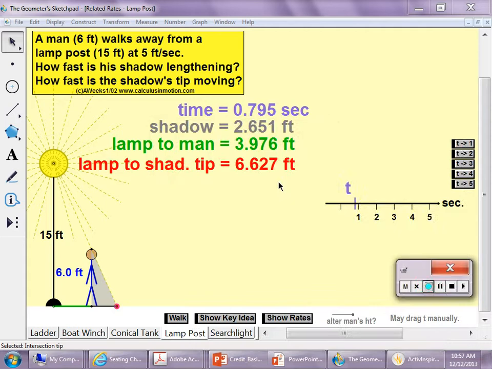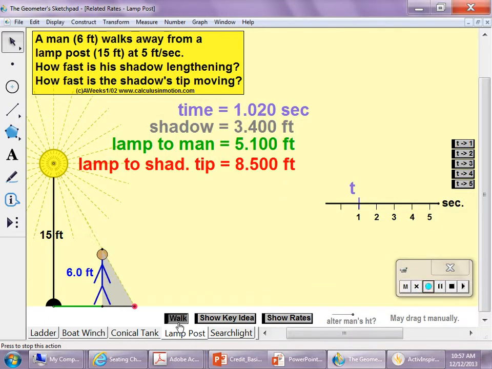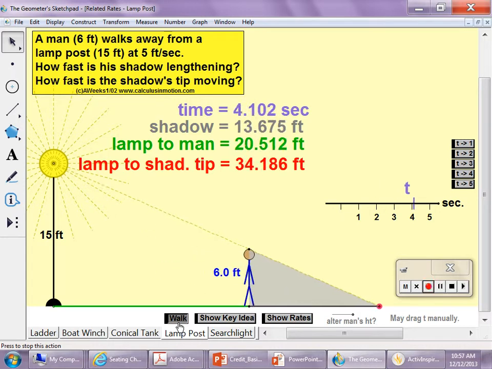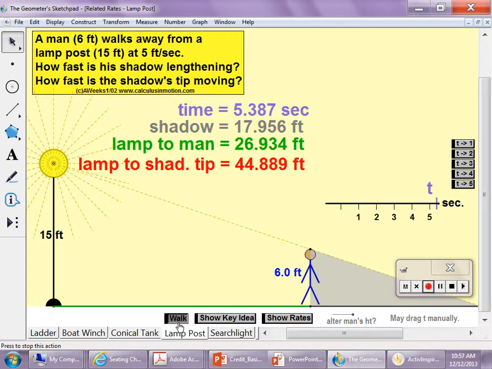Alright, so I'm going to play the video. You're going to watch the man walk. Alright, so watch the motion. That should give you an idea of how you should draw your 3 sketches.